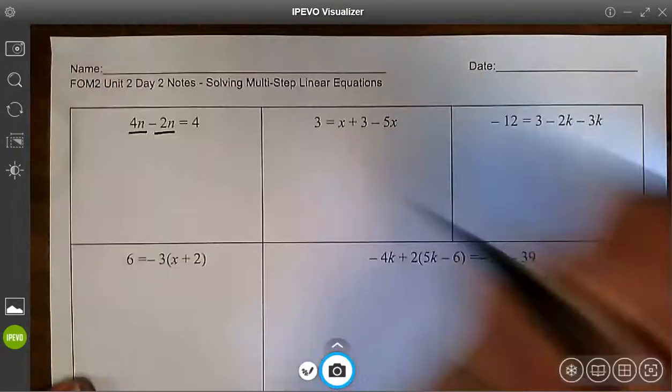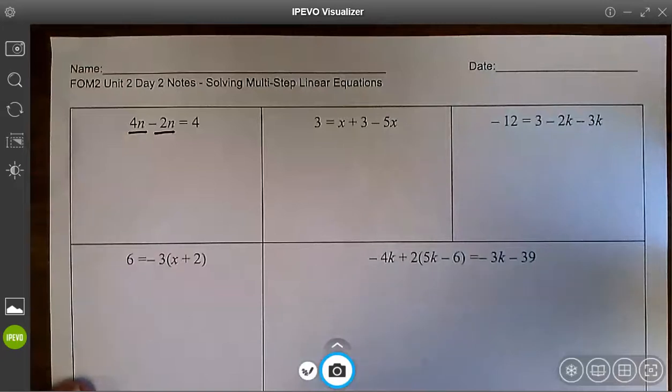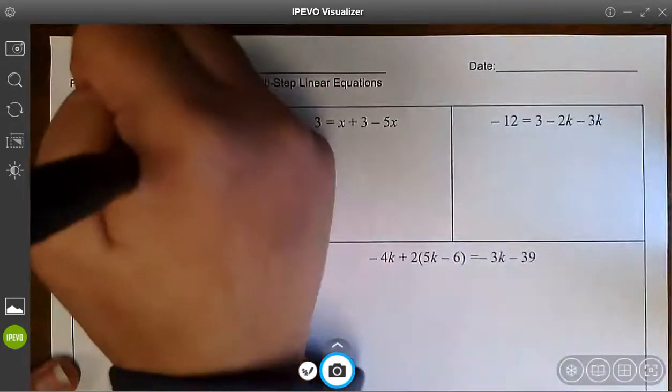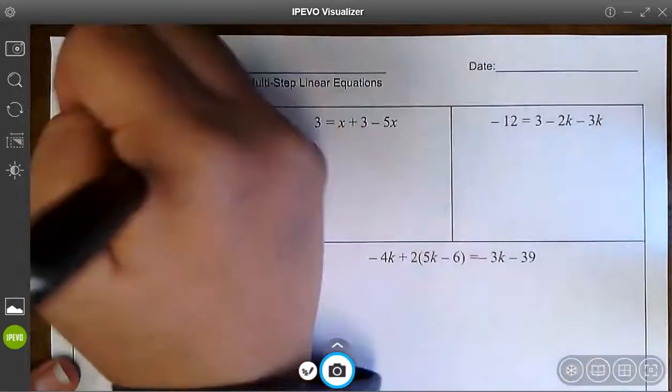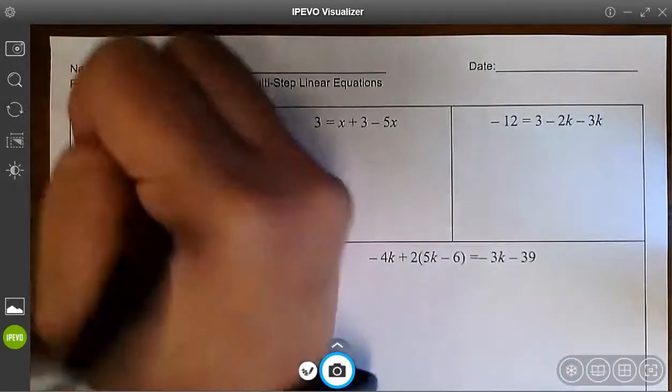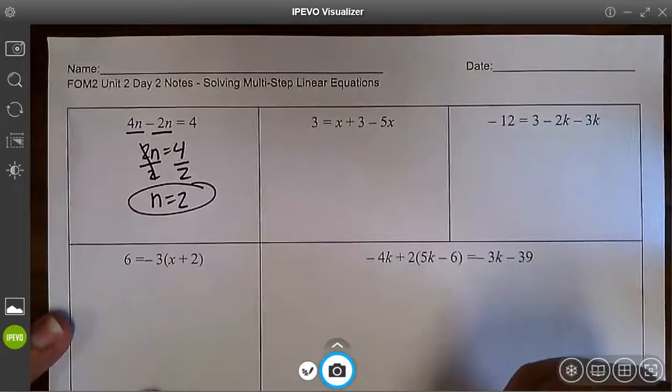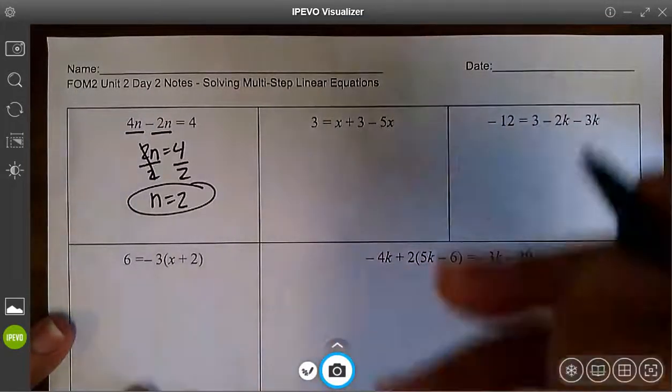So I'm combining my like terms. Remember that you can pause the video at any time if I'm going too fast. 4n minus 2n is 2n equals 4. Divide both sides by 2. n equals 2. We undid that multiplication by dividing both sides. What you do to one side, you have to do to the other.